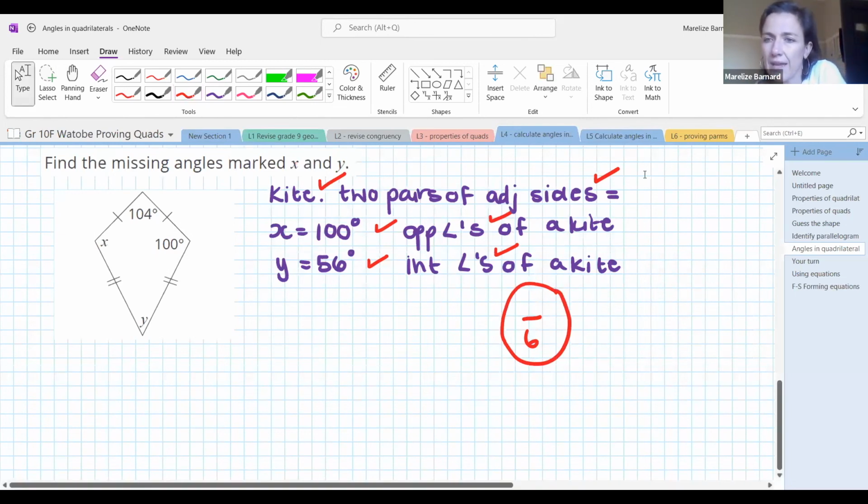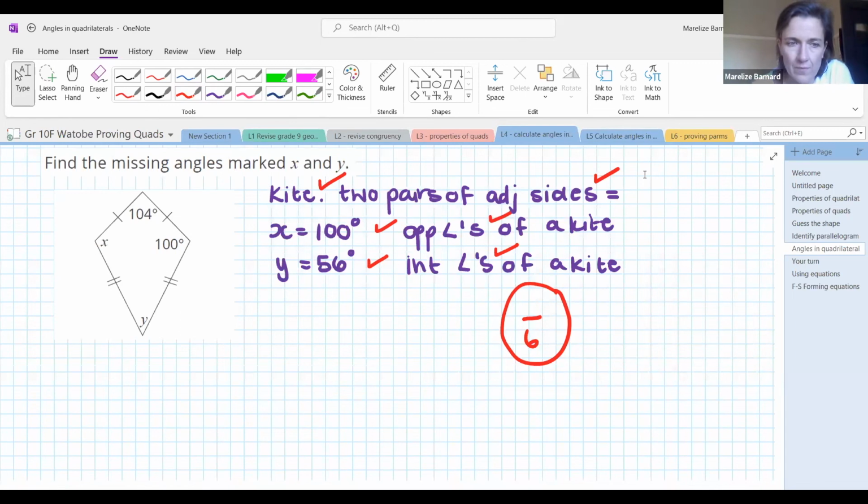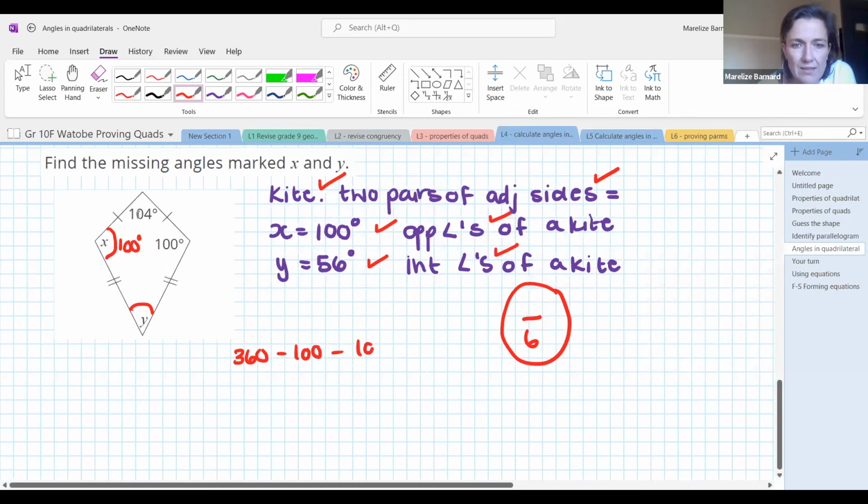Okay, Asanda's got their hand up. Hello, ma'am. Hi there. I wanted to ask, how did you get the 56 degrees? Okay, everyone listen up. There's a few who are asking it in the chat as well. So let's start with X is 100 because of opposite angles of a kite. And then all the interior angles of the kite must add up to 360. So you go 360 minus 100 minus the other 100 minus 104 is going to give you Y. And then Y is 56.